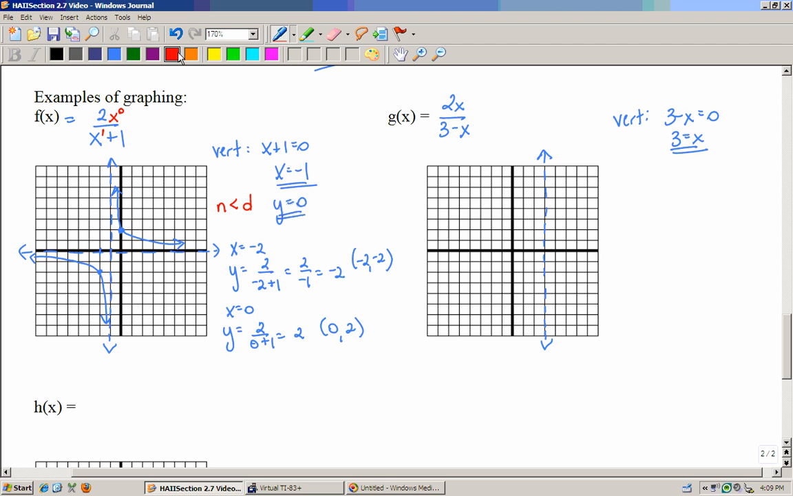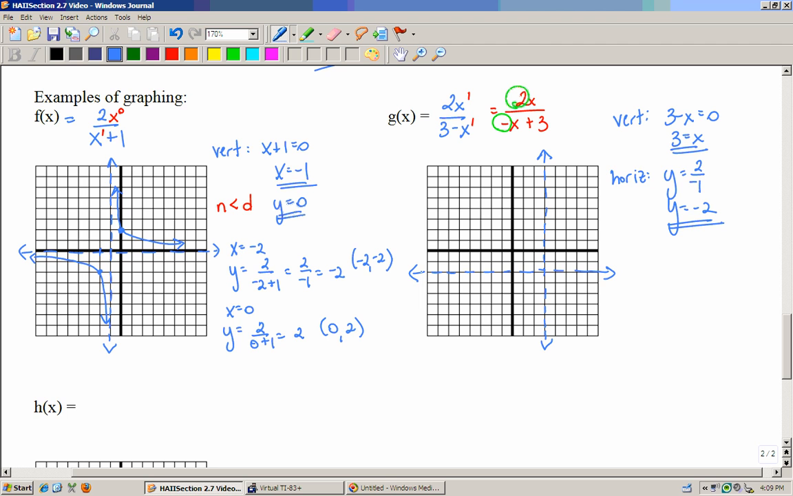If you look at the degrees, the numerator's degree is 1, the denominator's degree is 1. Those leading coefficients, now if you rewrote this in the correct order, x would come first and your 3 would come second. The numbers out front would be 2 and negative 1. So putting that together for your horizontal asymptote, it would be y equals 2 over negative 1, or y equals negative 2 is the horizontal asymptote. Draw that as a dashed line on your graph.